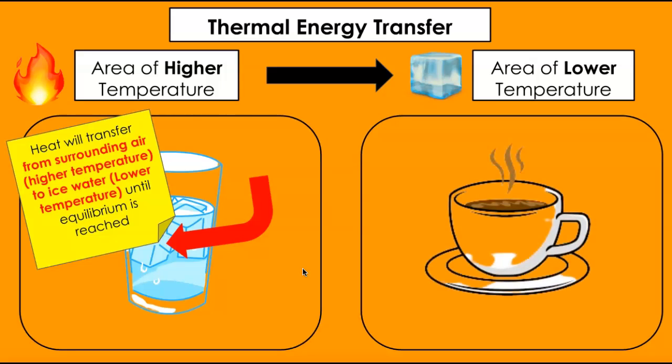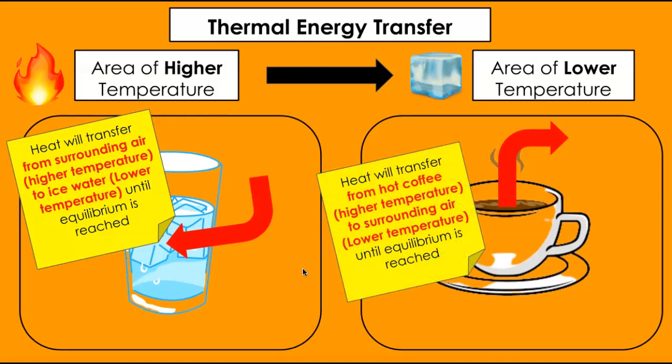Let's look at another, or a reversed, example of this. What if I were to take a nice steaming hot cup of coffee and put it outside on a freezing cold snowy day? Think about it for yourself. How would thermal energy in the form of heat transfer in this situation? Well, based on what we've just learned, we know that thermal energy in this case will travel from the area of higher temperature, which is of course the steaming hot coffee, out into the surrounding air. Because we know that heat transfers from areas or objects with higher temperatures to areas with lower temperatures.